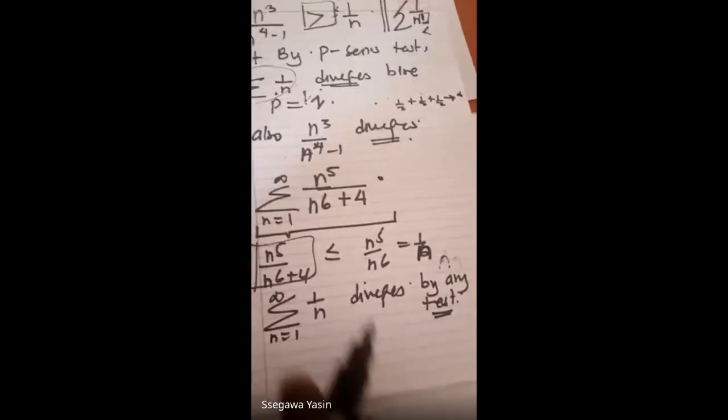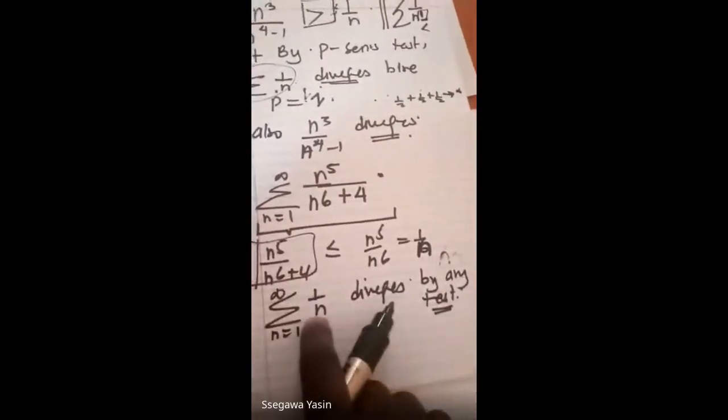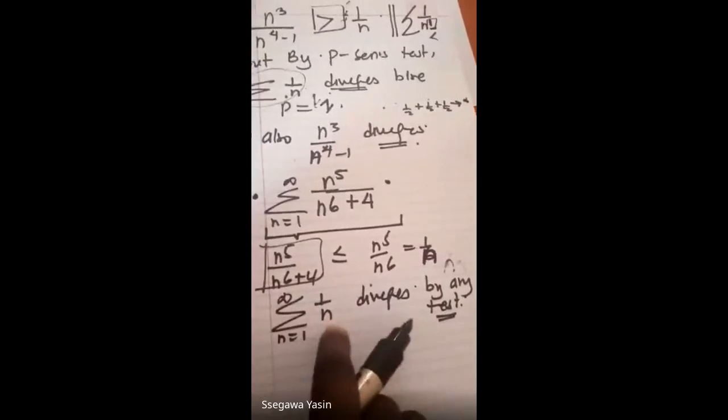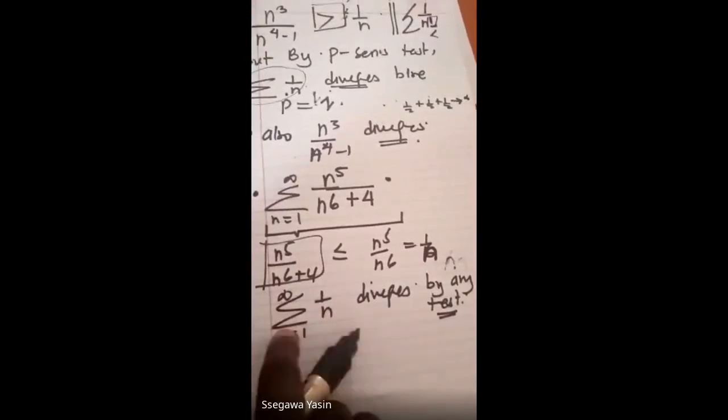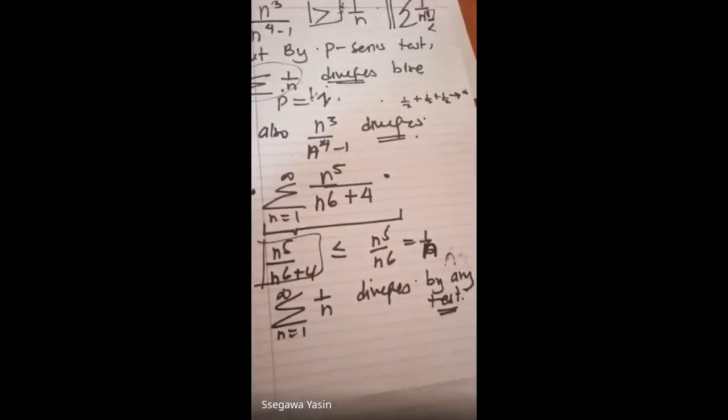This is when you try to duplicate question 1. You will see that you have to repeat this same thing here. Then you get 1 over n. This one diverges. 1 over n diverges by a set. Then that is enough. That's it.